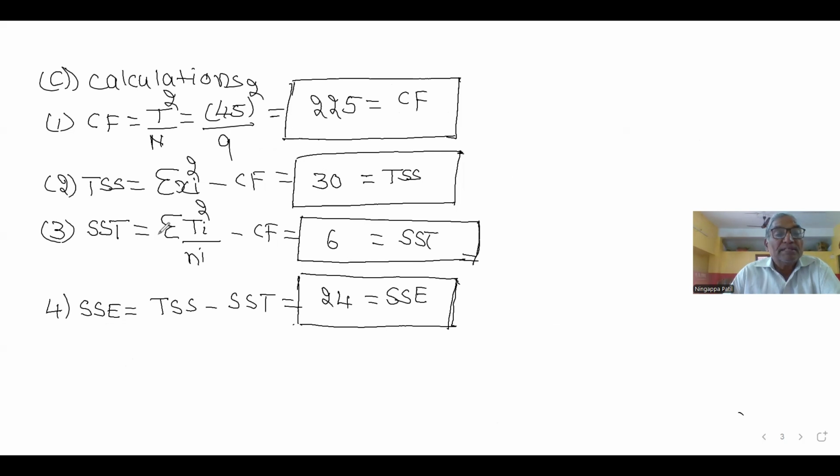And similarly, SST equal to summation of Ti square upon ni minus CF. No necessary to calculate this value. I will tell you how to get it from the calculator. This is the SST value. And SSE equal to TSS minus SST. This also I will tell you how to calculate from the calculator. You need not enter these values right now: 36, 24. I can get them in the calculator because this is a shortcut method.